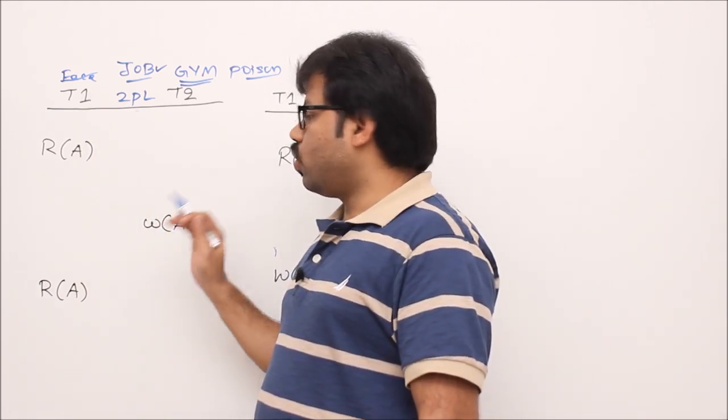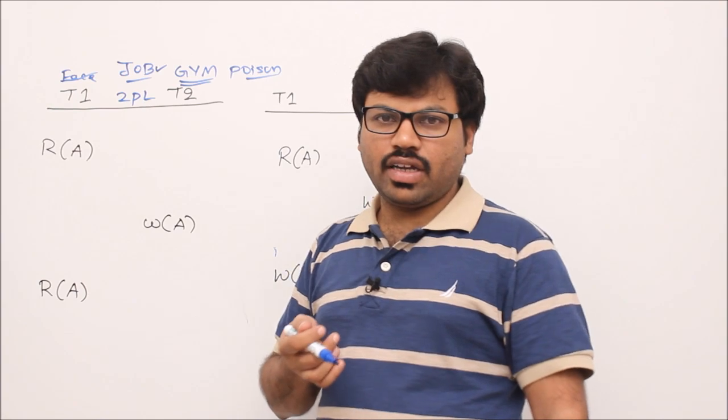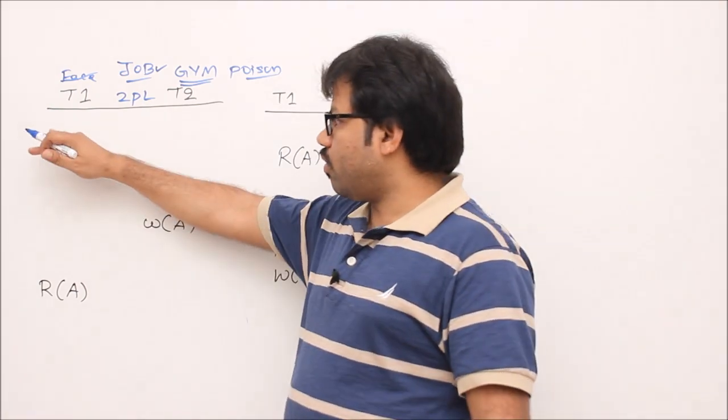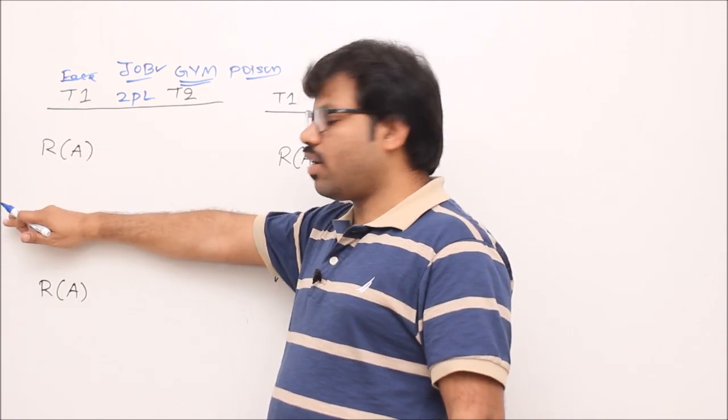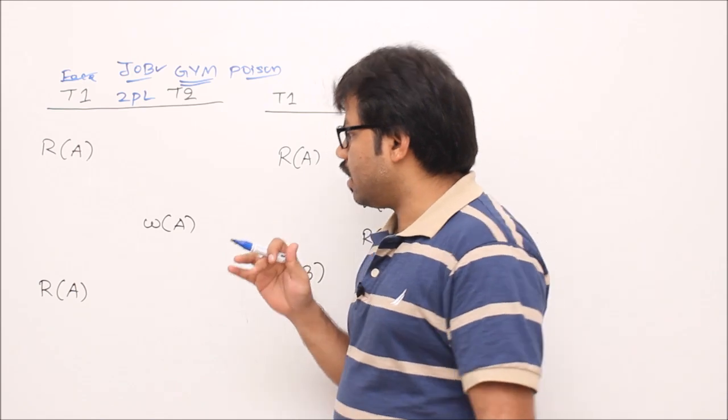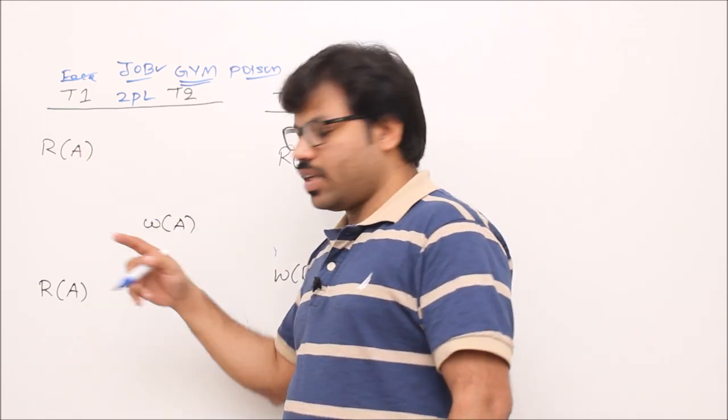Let me do locking now, 2PL locking. Recall what is 2PL locking? First of all, we try to lock whatever we want, because once we unlock any data item, after that we can't lock it, correct? We will see that. There is only one database item for simplicity.